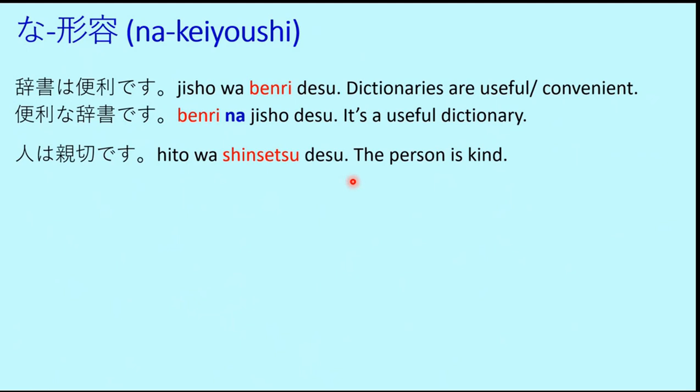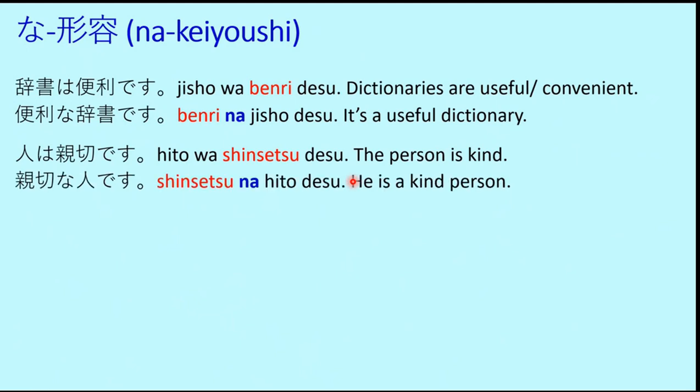Hito wa shinsetsu desu. The person is kind. Shinsetsu na hito desu. So now we don't say shinsetsu hito, it is shinsetsu na hito desu. He is a kind person. Hito wa shinsetsu desu, the person is kind. Shinsetsu na hito desu, he is a kind person. So the subject and the object changes.